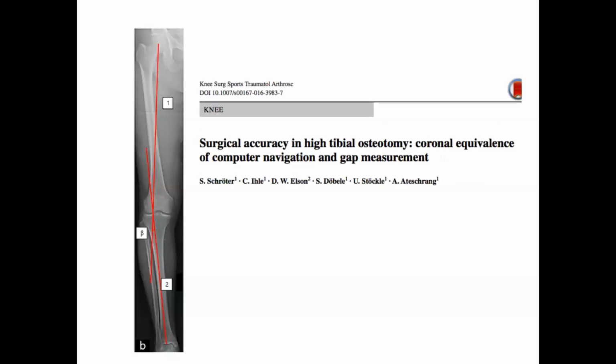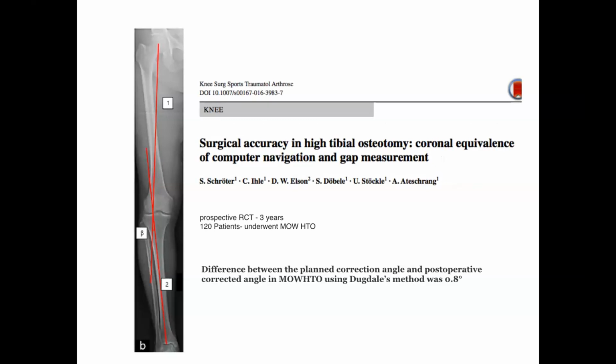A study by Schröter said that he had done a randomized prospective study for 3 years in 120 patients with unicompartmental medial arthritis who underwent a medial open wedge tibial osteotomy. The difference between the planned correction angle and the postoperative corrected angle using this method was 0.8 degrees.